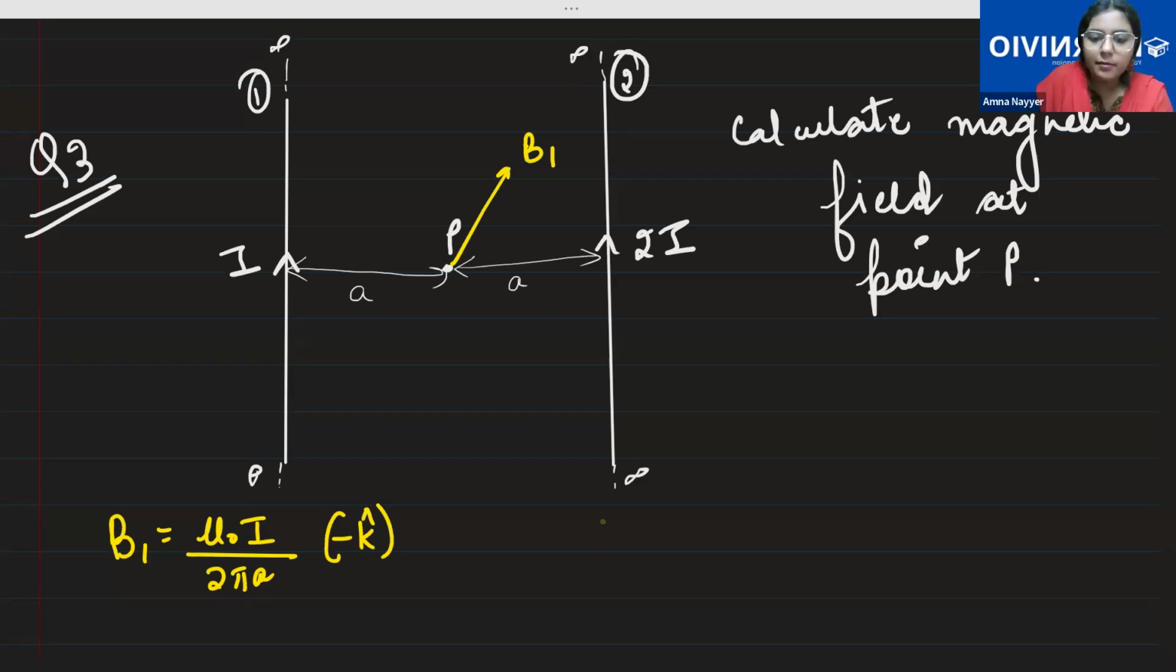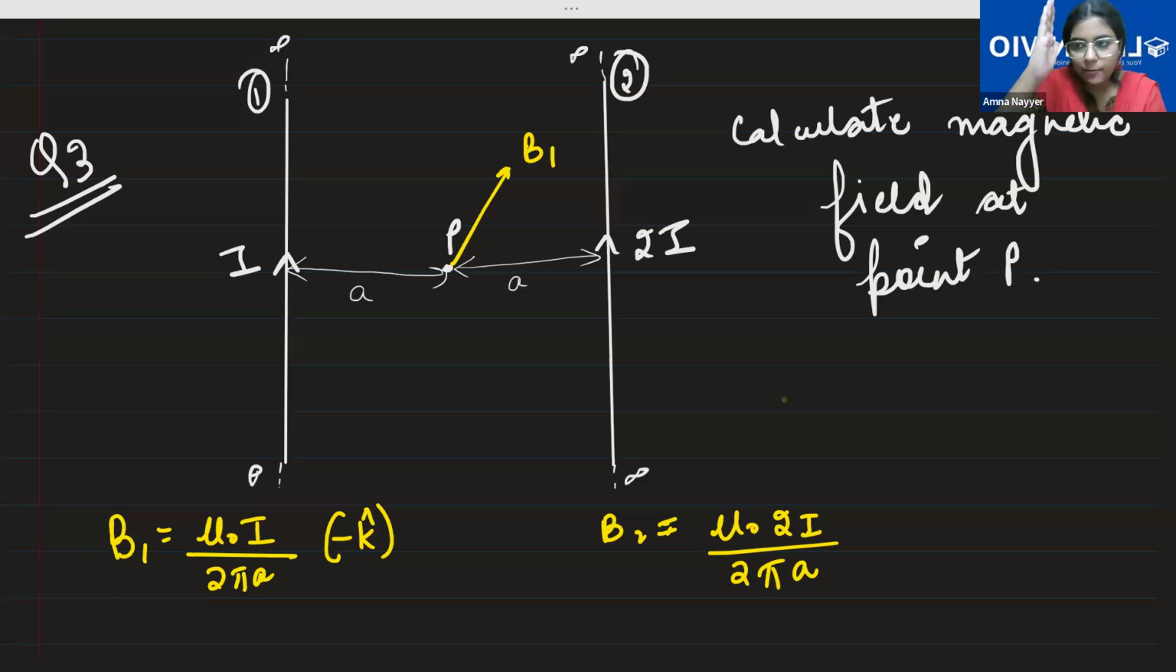Okay. Second magnetic field, due to this wire, will be mu naught 2I divided by 2 pi A. Now see, current is flowing upwards, but the point is lying on the right side. Sorry, on the left side. So curl the fingers, and the thumb is pointing outwards this time. This is pointing outwards.